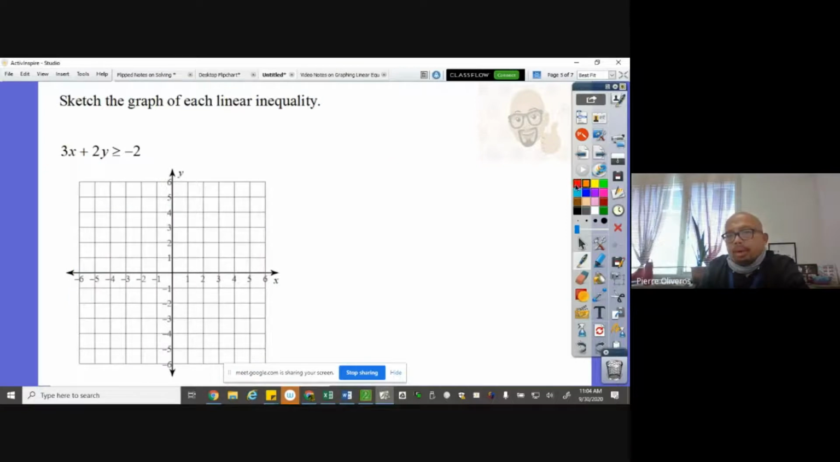Okay? Moving on, 3x plus 2y greater than or equal to -2. This time it's in standard form, so I like it to be in slope-intercept form. So what I will need to do, I'm going to subtract 3x here, subtract 3x here. That will give me 2y greater than or equal to -3x minus 2. I will divide by 2, 2, and 2 there. That will give me y is greater than or equal to -3 halves x minus 1.